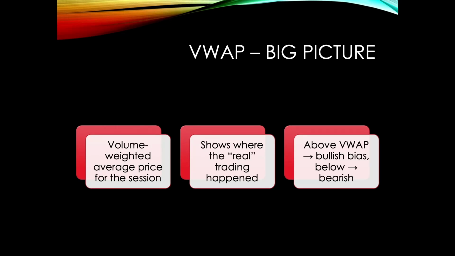VWAP, it can be confusing. The first thing to know is every day it resets on the first candle. So it doesn't carry over from pre-market yesterday. Every day it starts again fresh. And the key to it is it's volume weighted. So you have an average price all day. It's easy to say, oh, where did these last 10 candles close? If I take that number divided by 10, that's the average. That's not the way VWAP works. It's giving you the price where the most volume was.